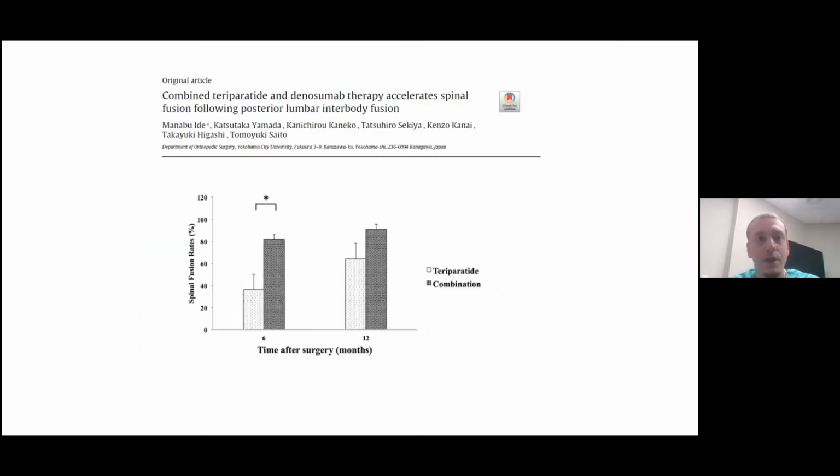There is only one study looking at the use of denosumab for treatment in lumbar fusion. This study from 2018 looked at 26 patients and compared treatment with PTH alone to the use of teriparatide and denosumab as a combination. At 6 months, there was a significant increase in successful spinal fusion rates in the combination group when compared to just using PTH. At 12 months, there was definitely an increase in the fusion rates, but this was not significant.